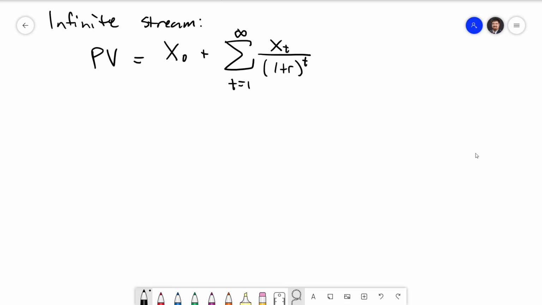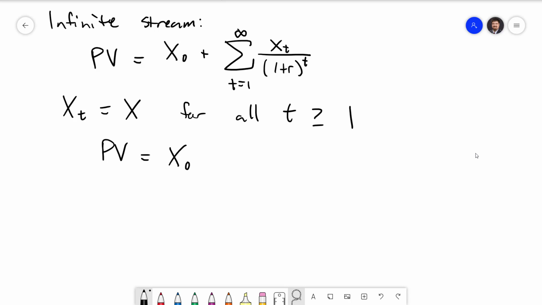The last thing I want to do here is investigate a special case where we get the exact same amount of income in every single period in the future. And so I'm going to say x_t equals just some fixed value x, so I've dropped the t, meaning that all of these x_t's are the same value for all t greater than or equal to 1. I'm still allowing x naught, our income right now, to be different, but all of the future ones are going to be the same. And so this is going to give us present value of x naught plus the sum from 1 to infinity of just x over 1 plus r to the t.